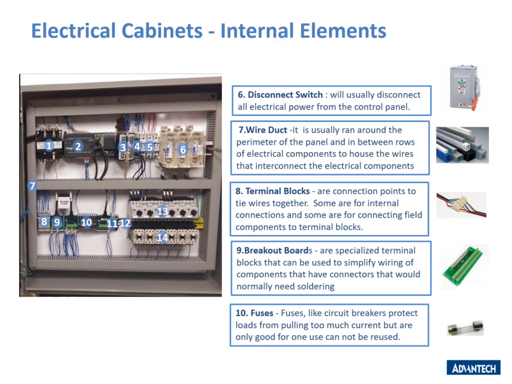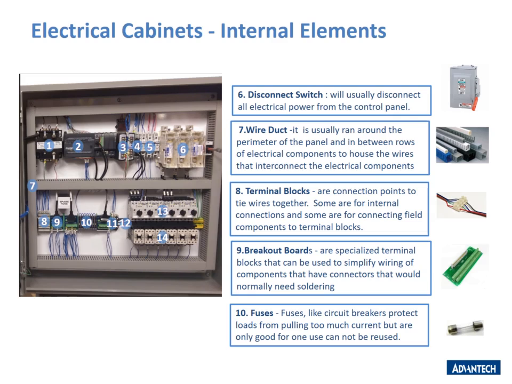7. Wire duct is usually run around the perimeter of the panel and in between rows of electrical components. Wire duct houses the wires that interconnect the electrical components. 8. Terminal blocks are connection points to tie wires together. Some are for internal connections and some are for connecting field components to terminal blocks. 9. Breakout boards are specialized terminal blocks that can be used to simplify wiring of components that have connectors that would normally need soldering.